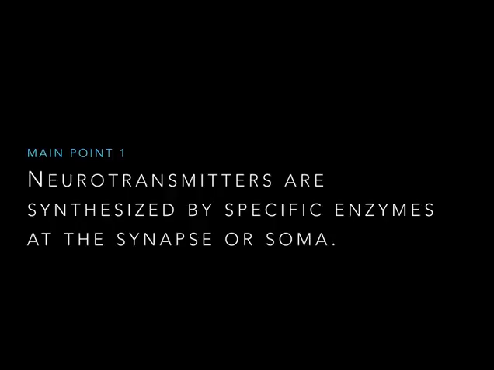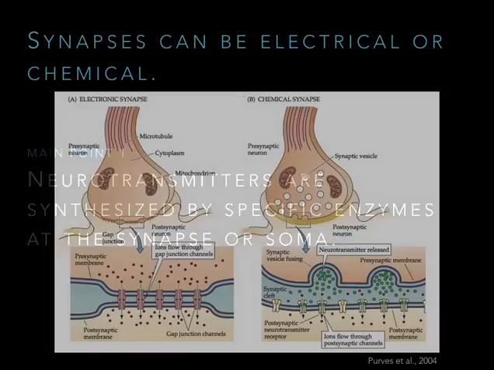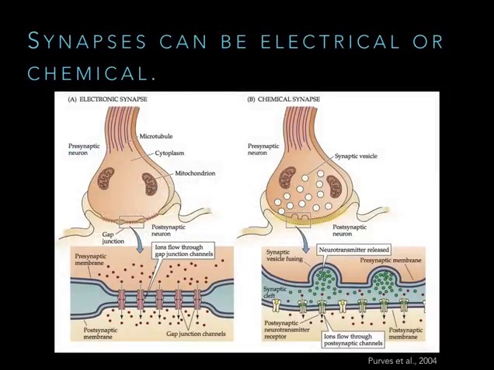Neurotransmitters are the chemical messages that will be sent between the neuron and its target cell. We're going to create neurotransmitters with specific enzymes depending on the neurotransmitter, either in the soma, in the case of peptide transmitters, or at the synapse itself, which is the case with your classical neurotransmitters. Now, not every synapse uses neurotransmitters.